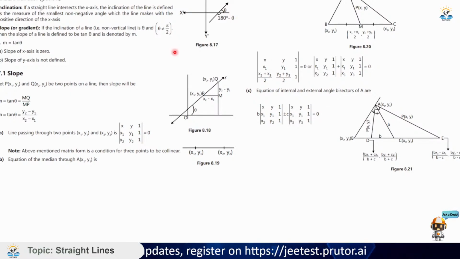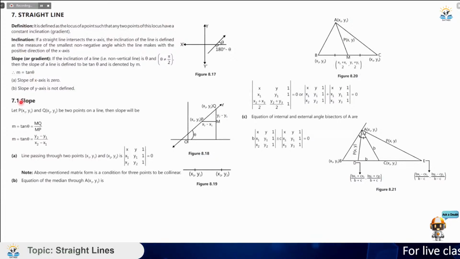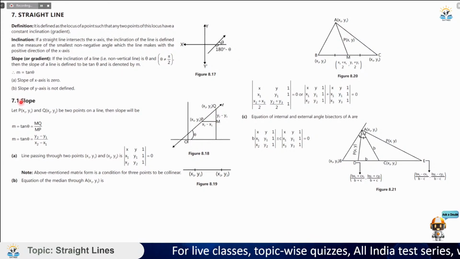Slope or gradient. If the inclination of a line is theta and theta is not equal to pi by 2, then the slope of the line is defined as tan theta and it is denoted by m. This inclination is also known as the slope of the line, and we can get the slope of the line by tan theta. Slope of x-axis is 0, theta inclination will be 0. And slope of y-axis is not defined. Tan theta, when theta is pi by 2, then tan theta does not exist.